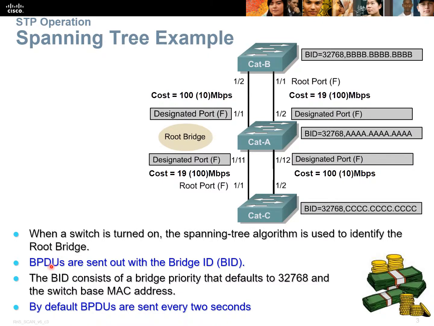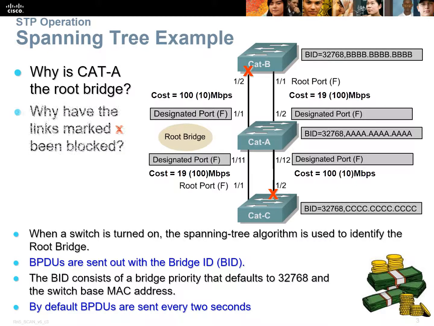So when a switch is turned on, to identify the root bridge, BPDUs are sent out with the bridge identifier. By default, 32,768 is just glued onto the front of the base MAC address to give us the bridge ID. So switch A is the root bridge because it has the lowest MAC address, or the lowest bridge identifier. AAA is lower than B and C.